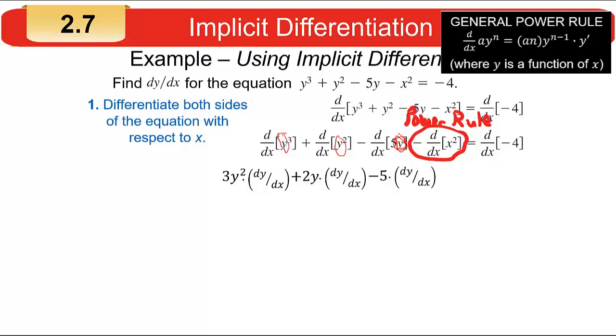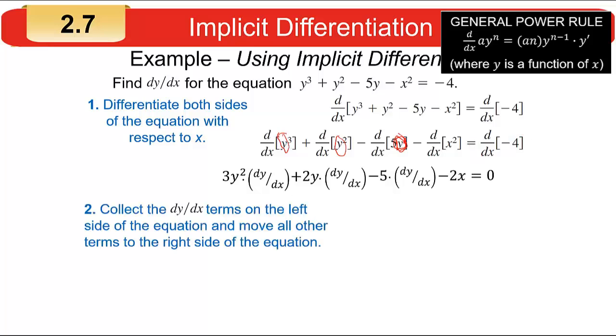That's just a normal power rule problem. The derivative of x squared is just 2x. There's a minus sign in front of it, so it's minus 2x. And of course, on the right-hand side, there's no y in it. And in fact, it's just a constant. The derivative of a constant is 0. So that's all the calculus. The rest of the problem is just algebra.